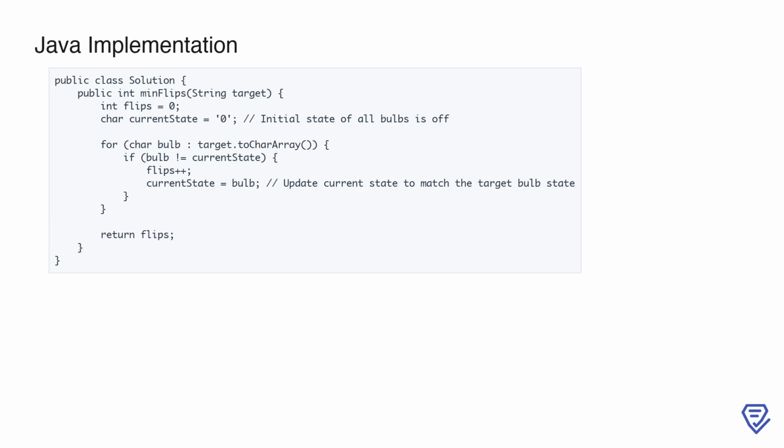This is the Java implementation of LeetCode problem number 1529, Bulb Switcher 4. The logic mirrors the Python solution, where the number of flips is calculated by iterating through the target string and counting transitions between states. Key differences include Java's explicit type declarations and the use of char arrays for string iteration. The algorithm runs in O(n) time, where n is the length of the target string.